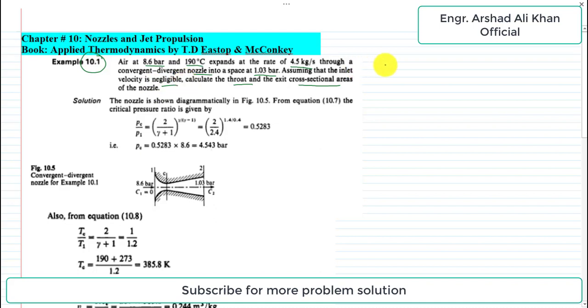So first of all, we will extract some information given in this statement. First of all, we will write the given pressure at the inlet, that is P1, and it is 8.6 bar. Temperature, that is 190 degrees centigrade, T1, and the mass flow rate is 4.5 kilogram per second.